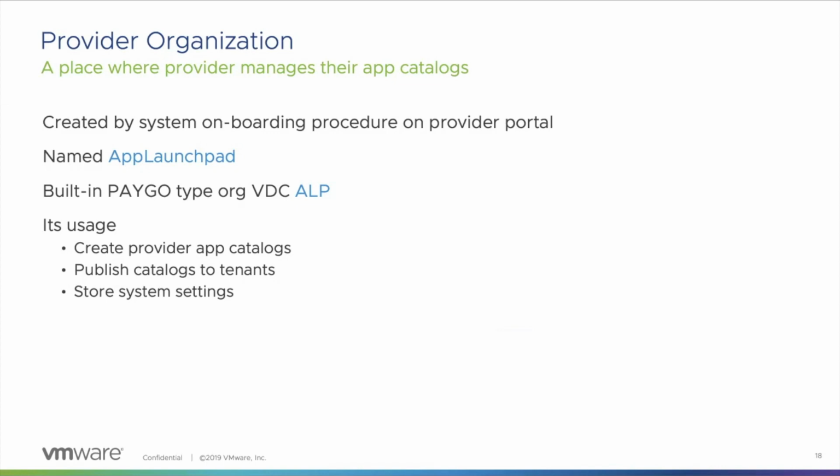There will be a paygo type org VDC within that organization called ALP. And this will be used to basically host the disk space for all of the catalogs that will be shown in App LaunchPad. So within that VDC, as I said, the provider would create catalogs of applications and publish them to their tenants.